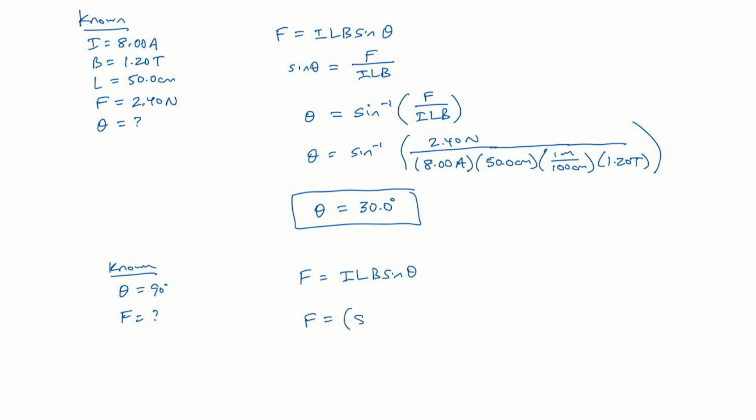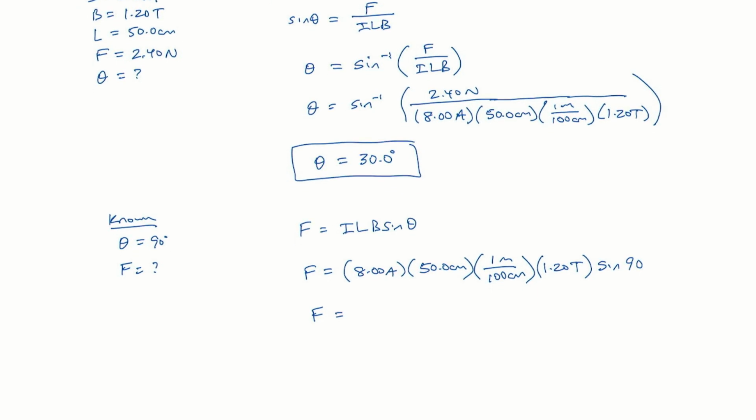I is 8.00 amps. L is still the 50 centimeters, and it still needs to be converted. In 1 meter, there are 100 centimeters. B is still the 1.20 teslas. And now we need the sine of 90. I did that computation and I got 4.80, and that's going to be newtons.